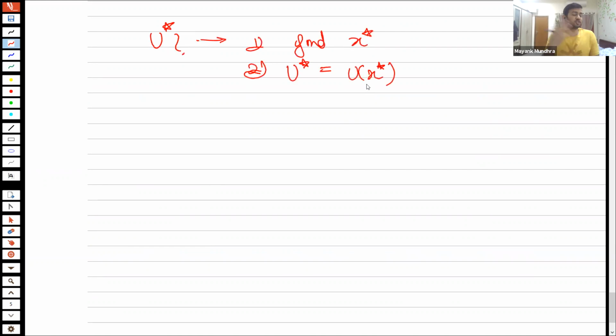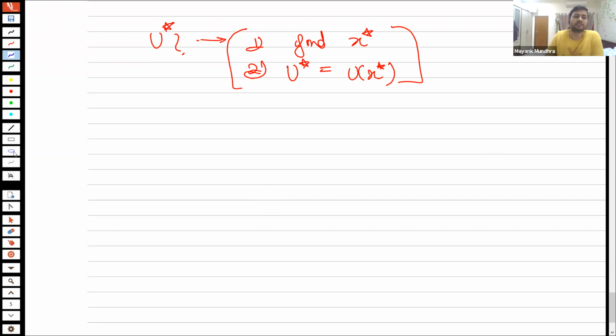Now, if somebody asks me what is the optimal utility, what is U star, what I do is: step 1 is find the optimum bundle X star. Step 2 is put this optimal bundle in the utility function to get the optimal utility U star. So this is a 2-step process. Step 1, find X star. Step 2, find U at X star.